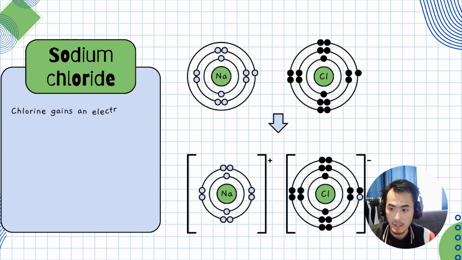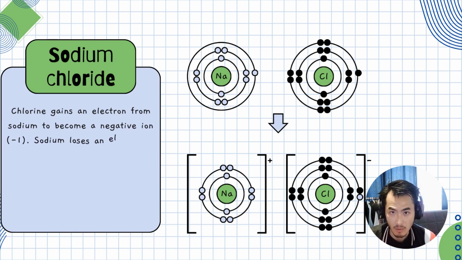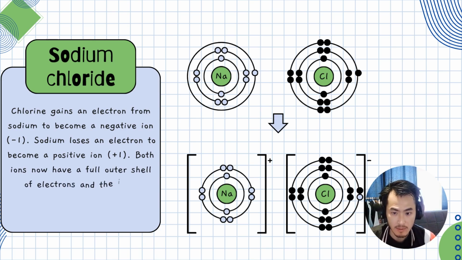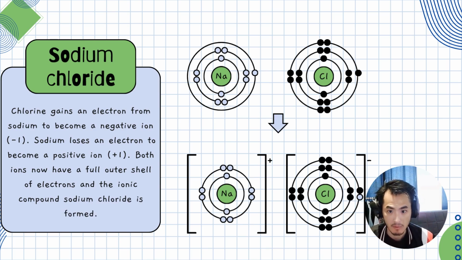So this is an example when you have sodium chloride. So sodium is in group 1, chlorine in this case is in group 17. So sodium wants to lose one electron, chlorine wants to gain one electron. So when you're talking about ionic bonds, you must always have a metal ion and then a non-metal ion coming together.